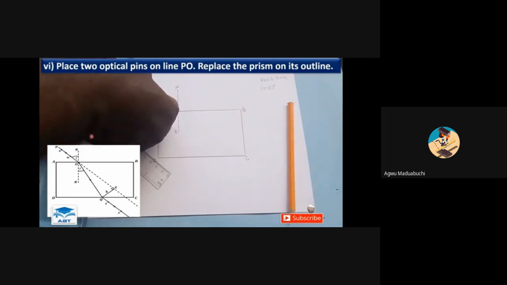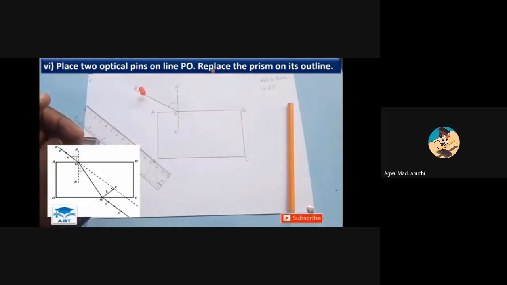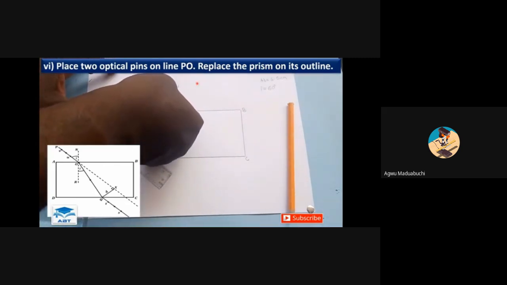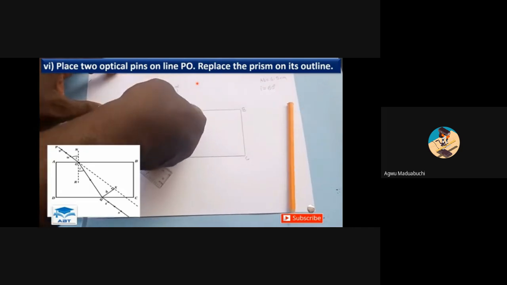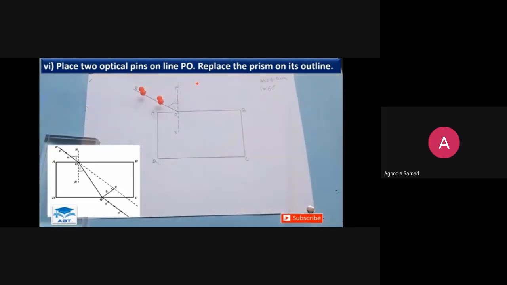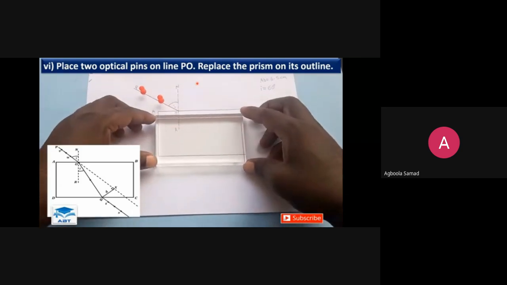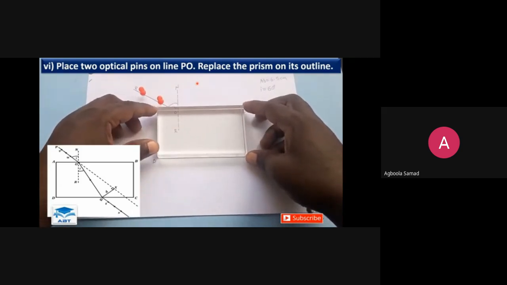So place two optical pins on line PO. Replace the prism on its outline. Are you there? Yes, I'm here. So it's replacing the glass prism now.